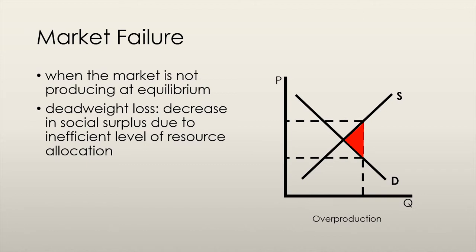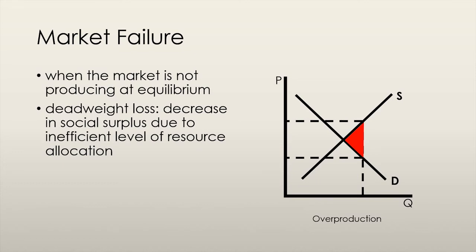Similarly, sometimes an economy might overproduce a good. Again, I'll go through some of the reasons why this might happen in just a bit. In this scenario, the quantity supplied of the good exceeds the equilibrium quantity, so producers are producing more than the optimal amount. This results in the price being driven down and creates a similar deadweight loss situation as the previous example.